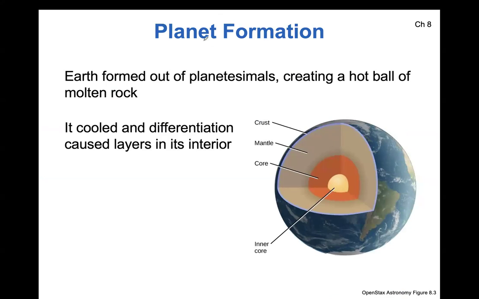So, planet formation. Okay, these are the ideas we touched on briefly in chapter 7 and the slides related to that chapter. So Earth formed out of planetesimals. Remember, those are all these smaller, sort of dwarf planet-sized, early building blocks of the solar system that would smash or shear into each other and then would create molten planets.